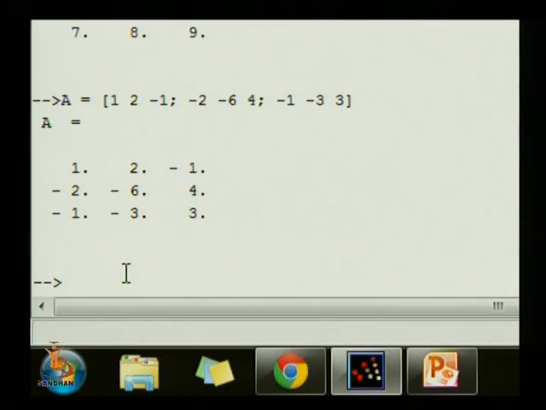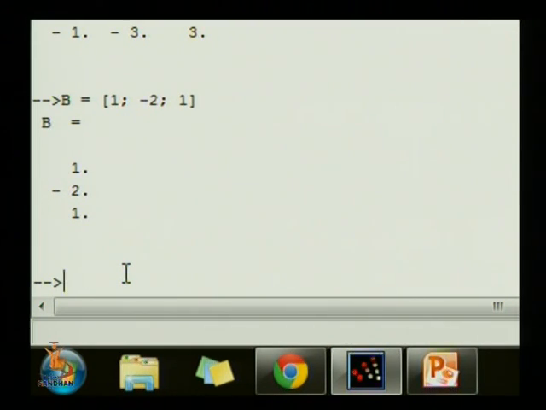Okay, now I want matrix B. Matrix B, what is it? It is 1. Okay, it's a column matrix, right? So 1 semicolon minus 2 semicolon 1. Now make sure of the placing of semicolons over here and in matrix A. I have matrix A and matrix B fed. Okay, now what I have to do?